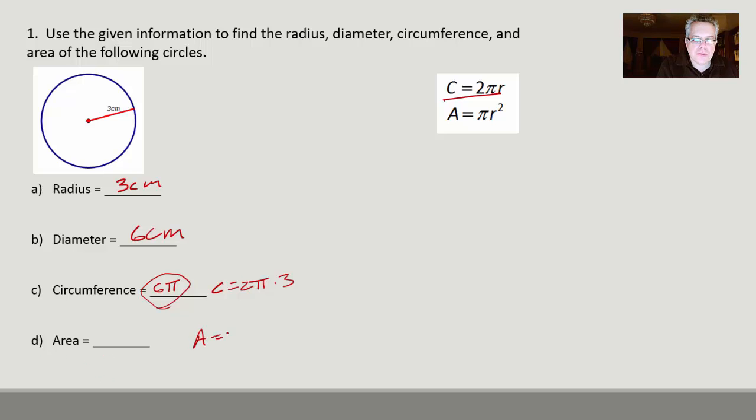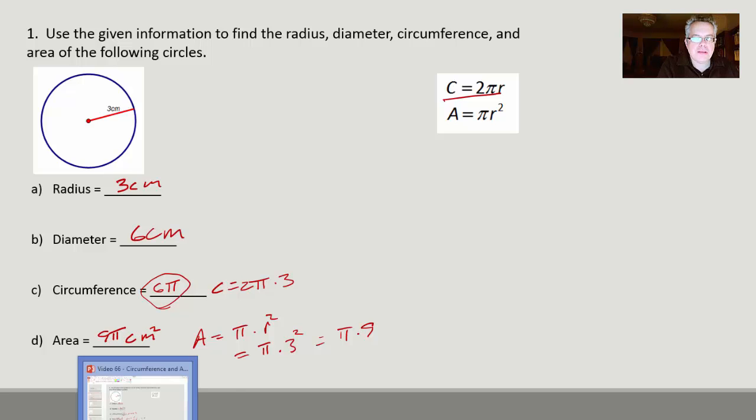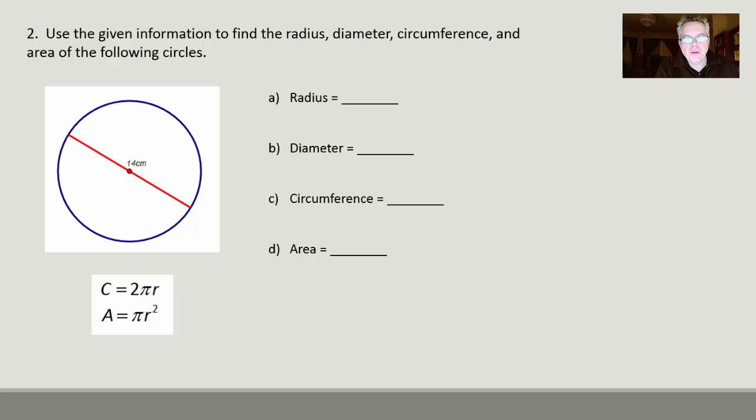Okay, so area. Area equals pi times radius squared. So that'd be pi times 3 squared, since 3 is the radius. 3 squared is 9. So I have pi times 9, or we usually write that as 9 pi. And since it's area, it would have units centimeters squared. 9 pi centimeters squared. If we want a decimal, we could find it.